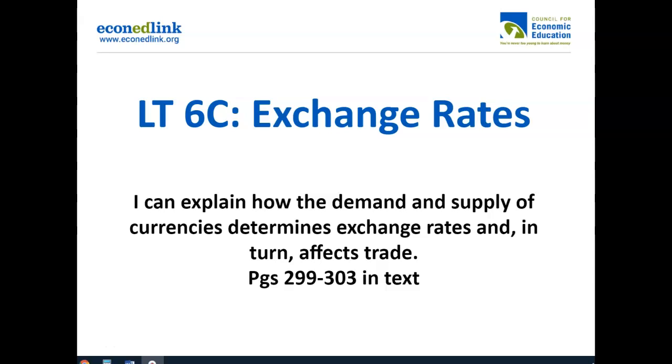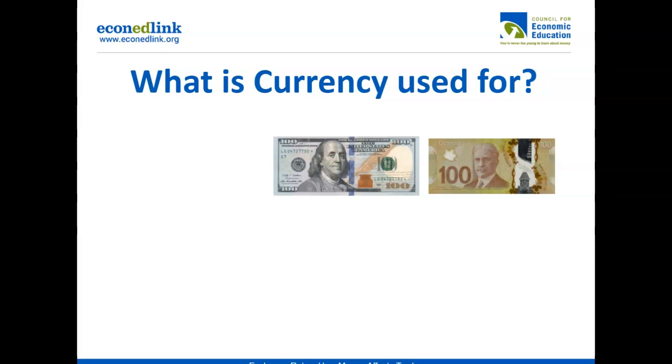Hello, economics students. Today we're going to be looking at learning target 6C, which is exchange rates. The target is to be able to explain how the demand and supply of currencies determines exchange rates and in turn affects trade. I recommend that you read pages 299 to 303 in your textbook, as I think this will help further your understanding of today's topic, which can be a little confusing at first, but we will be looking at examples in class. So, to begin with, what is currency used for?